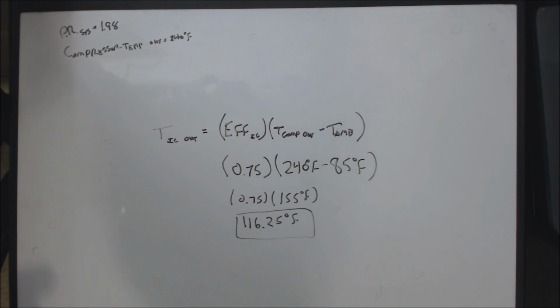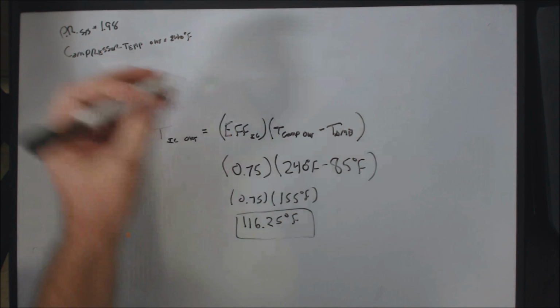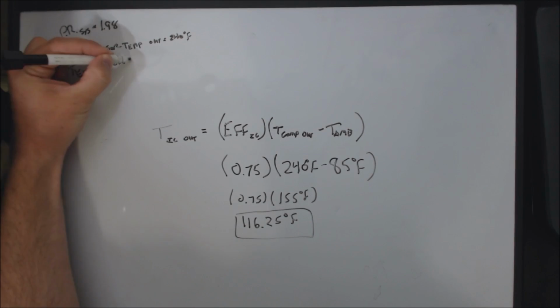Notice a very significant and substantial drop in temperature. This is the reason why intercoolers are so effective and good for turbocharging. I'll write my temperature of the intercooler out up here. Now that I know my temperature coming out of the intercooler, we can assume that that would be the manifold temperature. And now I want to calculate my density ratio.